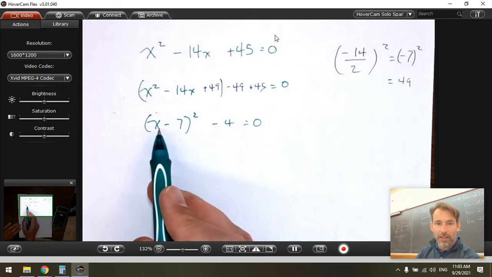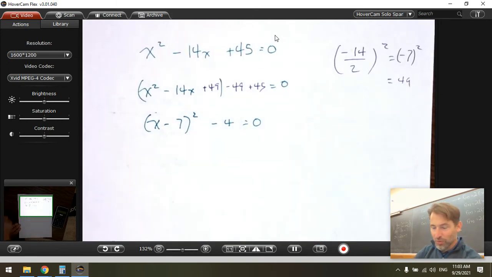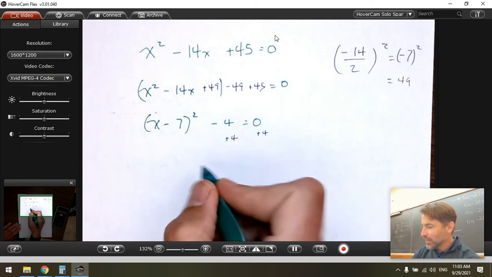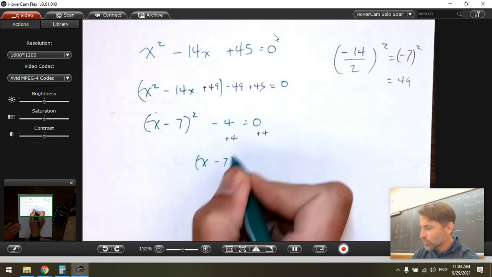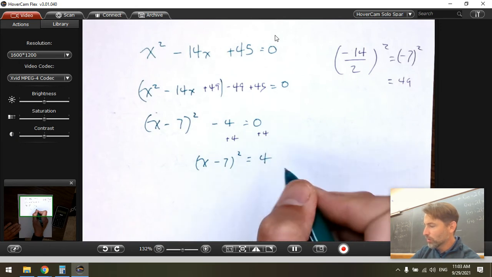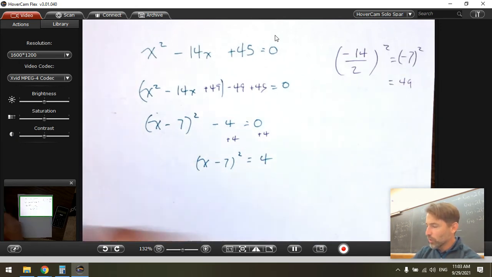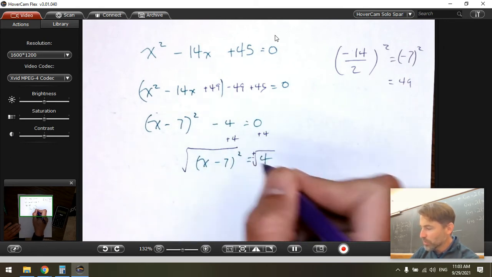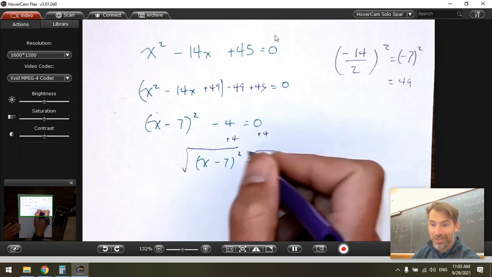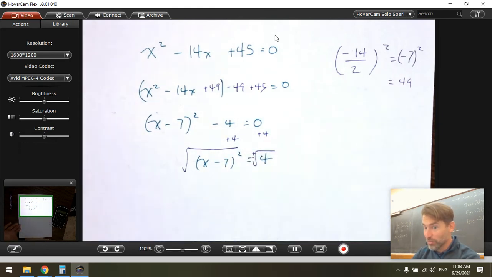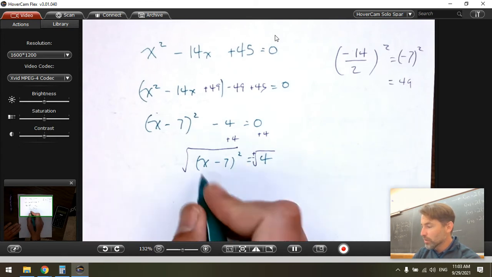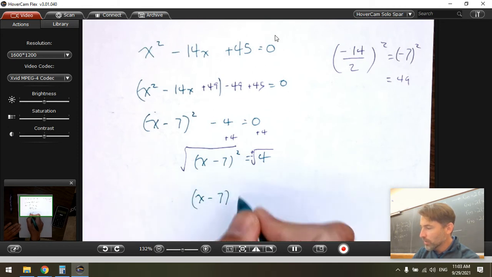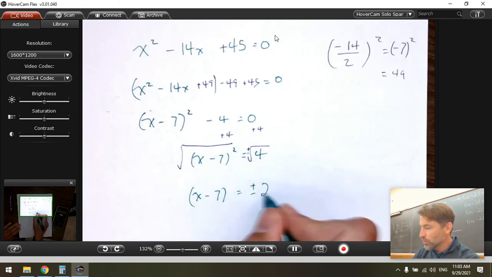Now, I want to isolate my x. I'm going to do that by moving this 4 over. So I'm going to add 4 to both sides. And then I get x minus 7 squared equals 4. Okay. Now, I can take the square root of both sides here. But when I do that, I have to remember that there's a plus minus there, because plus or minus 2 is the square root of 4. Negative 2 is also squared, becomes 4. So I want both of those values. So then when I take the square root of x minus 7 squared, that just gives me x minus 7 equals plus or minus 2.